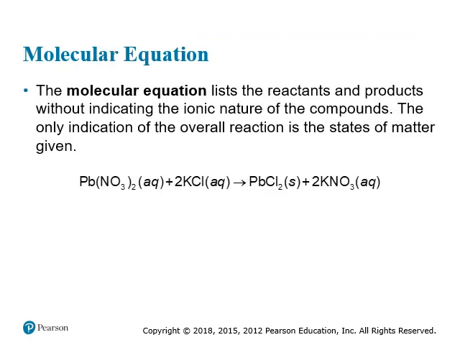The molecular equation, or the chemical equation, lists the reactants, the products, the direction of the reaction, but it does not indicate the ionic nature of the compounds. We're simply given the state of matter in which the substances can be found. This is no different than any other chemical equation that we've encountered up to this point.